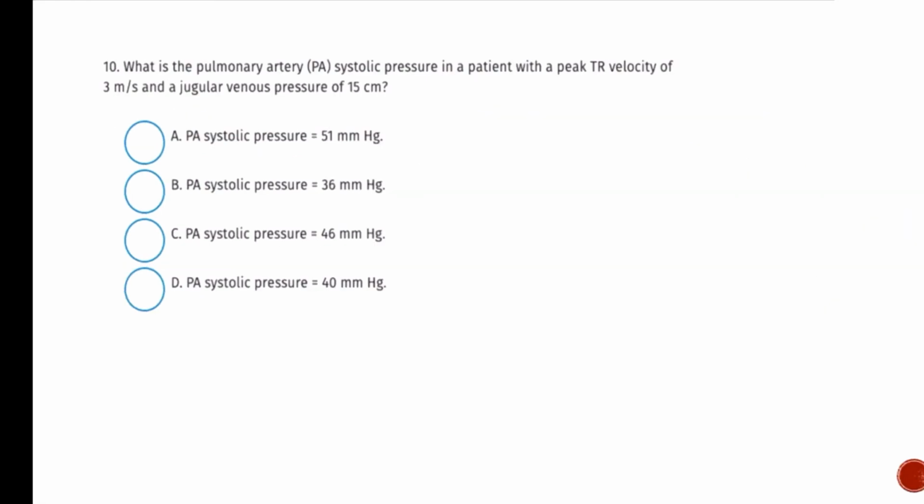What is the pulmonary artery systolic pressure of a patient with a peak TR velocity of 3 meters per second and a JVP of 15 centimeters? So this is a tough question because we didn't talk about jugular venous pressure and how that relates to right atrial pressure. So I'm going to make all of your lives easier, and tell you that your JVP times 0.7 equals your right atrial pressure. You're not going to see that on your boards.